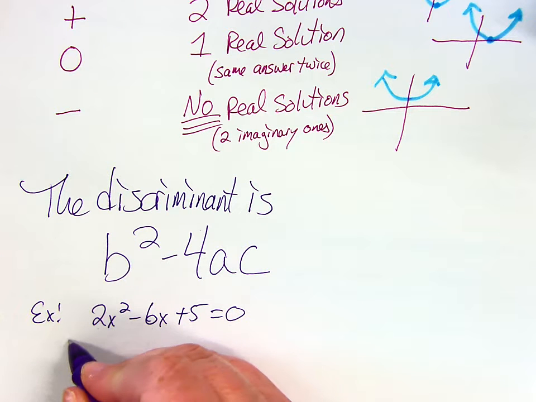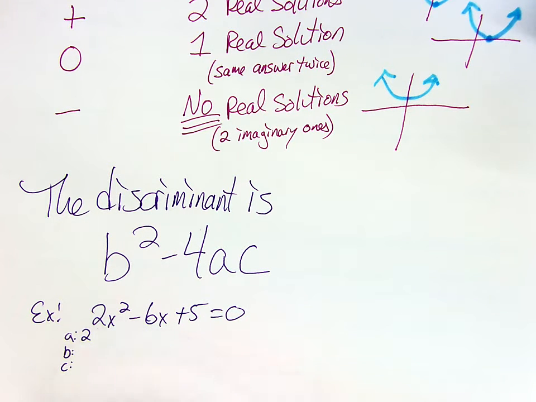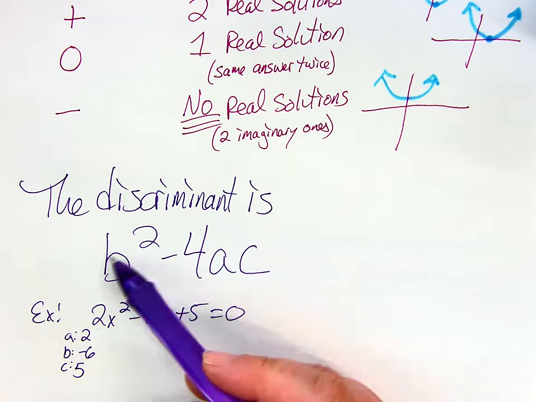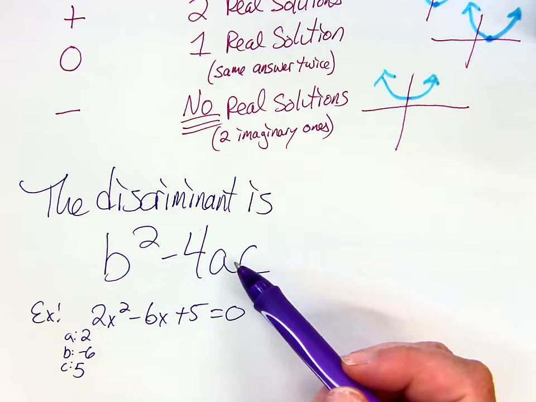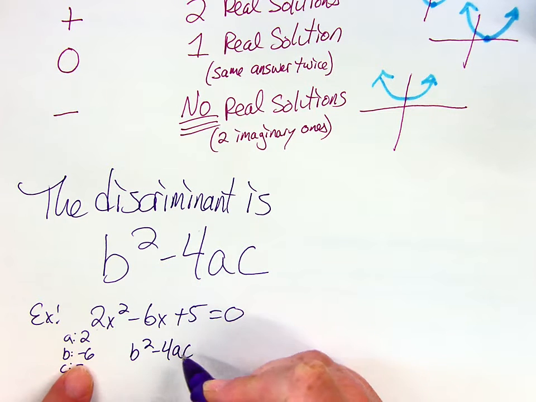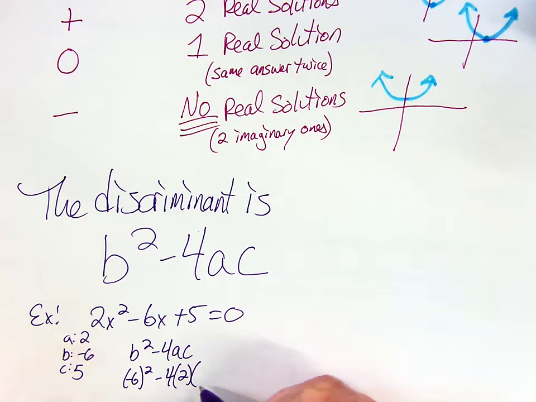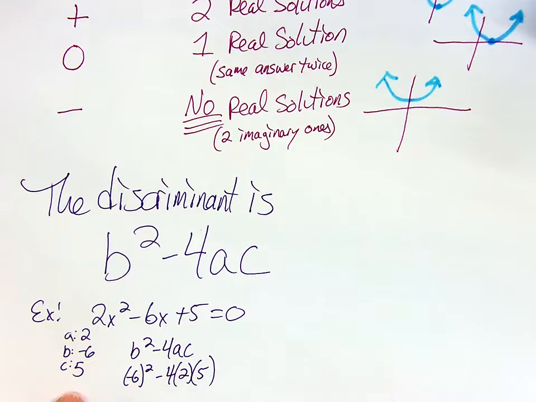Okay? So once it's in there, now I know what A, B, and C are. I actually like to write them down. You don't have to, but I kind of just like to jot them down. What's A in this example? 2. What's B? Negative 6. And then C is 5. So all I have to do is b squared minus 4ac. So b squared is negative 6 squared minus 4 times a, which is 2, times c, which is 5.